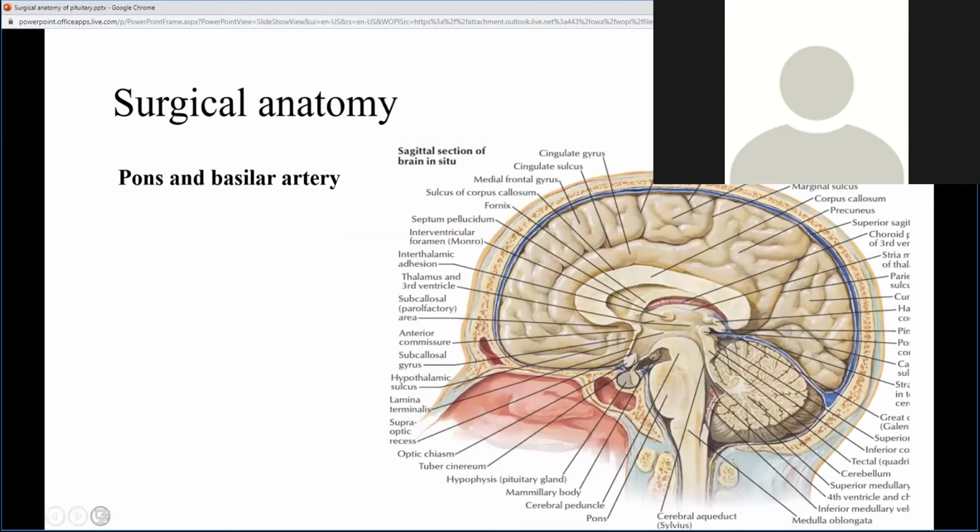Okay. So the pons is located posteriorly to the pituitary gland, and between the pons and the area of the dorsum sellae, you have the basilar artery that passes there. Next slide, John.